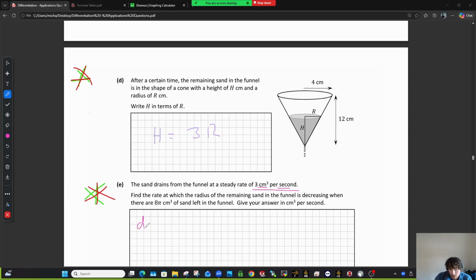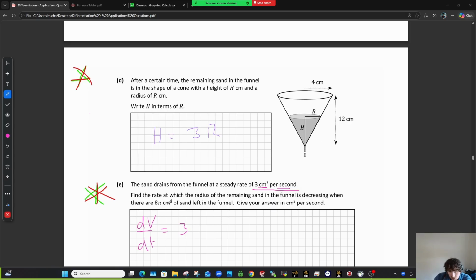Okay. So that's a dV dt. Now it drains from this, so I'd actually say that that's like a negative, because it's draining. The volume is reducing. So the negative might be important, but we'll just put it in as a positive first. It might be implied in the question that everything is losing sand.